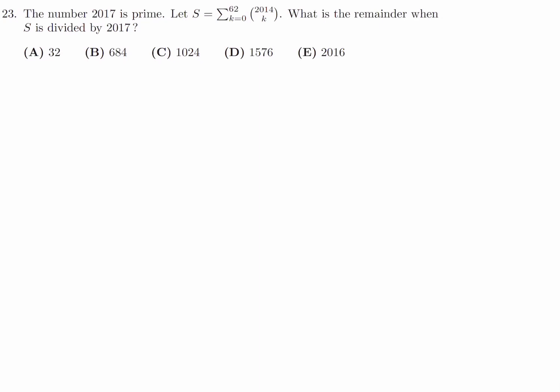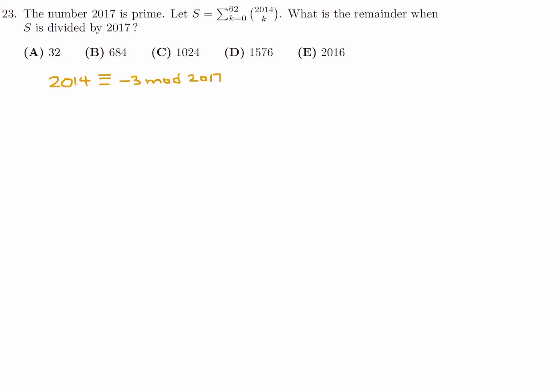The number 2017 is prime. Let S be the sum from k equals 0 to 62 of 2014 choose k. What is the remainder when S is divided by 2017? 2014 is the same as negative 3 mod 2017, right? The remainder when you divide by 2017.